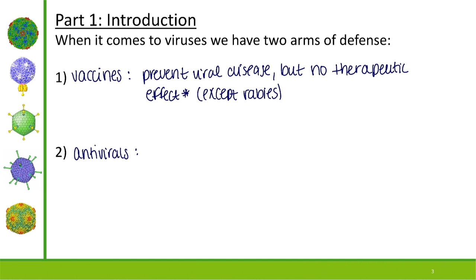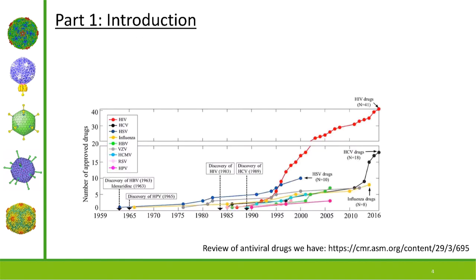And then, of course, our second arm of defense is our antivirals. For antivirals, what they do is they stop infection once it has begun. We have known about viruses for quite a long time, as we talked about in our first topic way back when the semester started in January, but it wasn't really until the 1950s that we started studying antivirals.